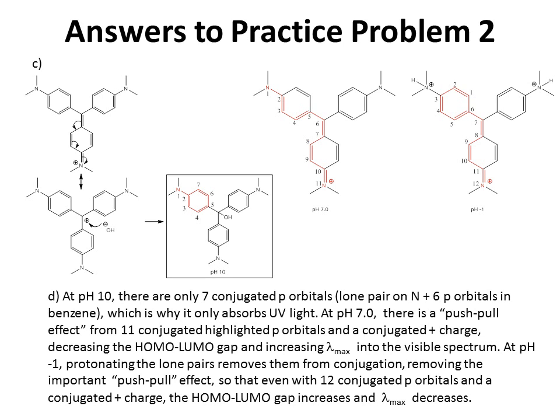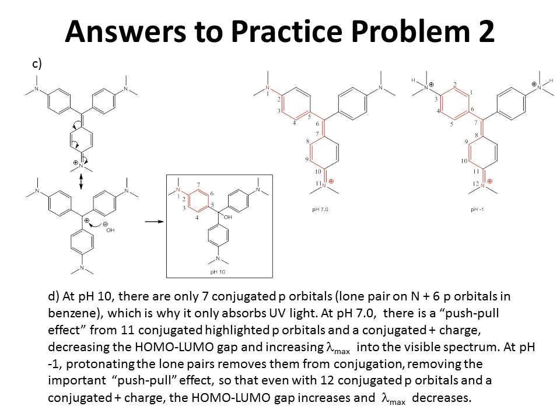conjugation. At pH 7, we have a push-pull effect from 11 conjugated p orbitals and a conjugated plus charge. This is going to have the biggest impact on decreasing the HOMO-LUMO gap and increasing lambda max into the visible spectrum.